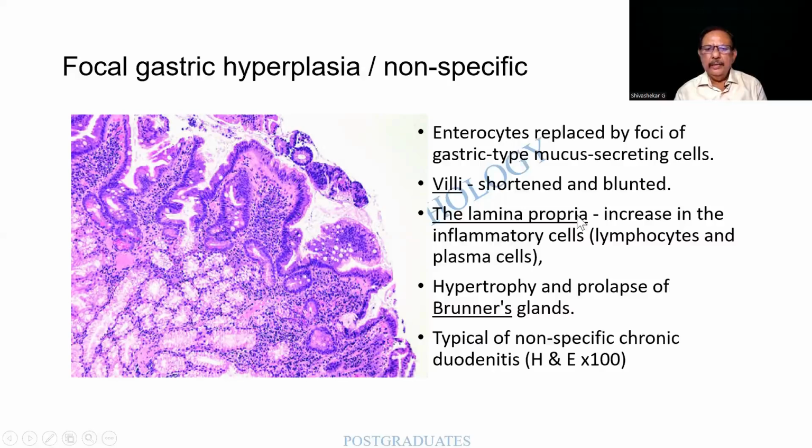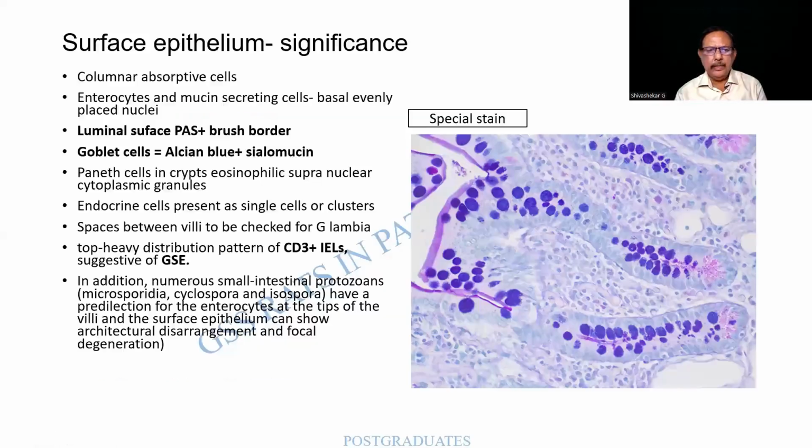Shortening of the villi, then the widening of the lamina propria, hypertrophy of the Brunner's glands, typical of chronic non-specific duodenitis. In the surface epithelium, you find that there is a characteristic brush border which can be positive by the PAS stain, and the Alcian blue is used for the metaplastic cells or the goblet cells. And also you find that CD3 and intraepithelial lymphocytes can be suggestive of gluten-sensitive enteropathy. There are numerous other things which we shall be seeing.